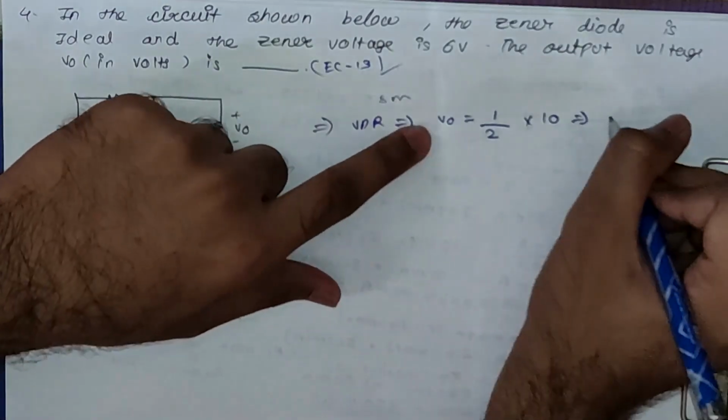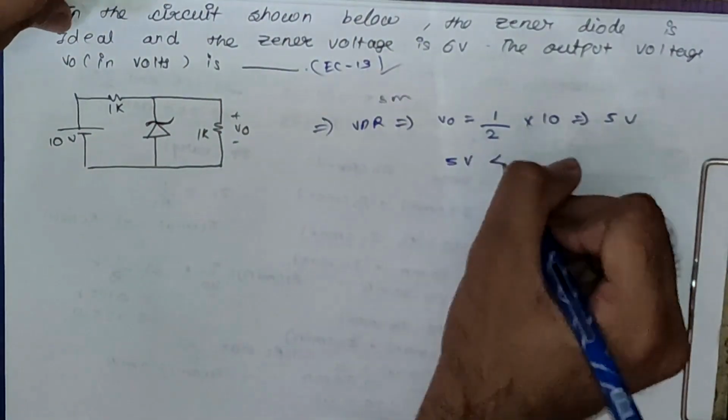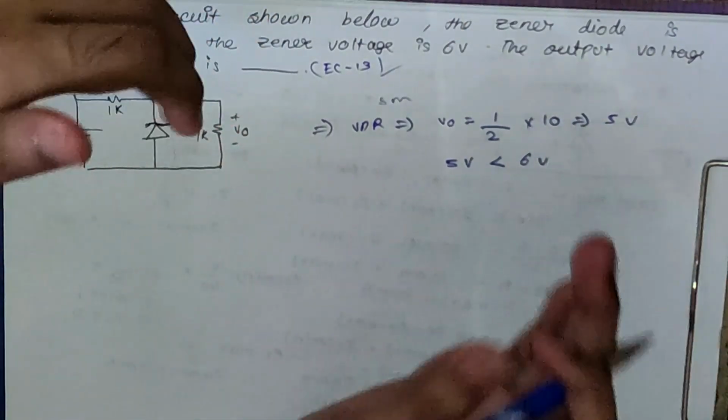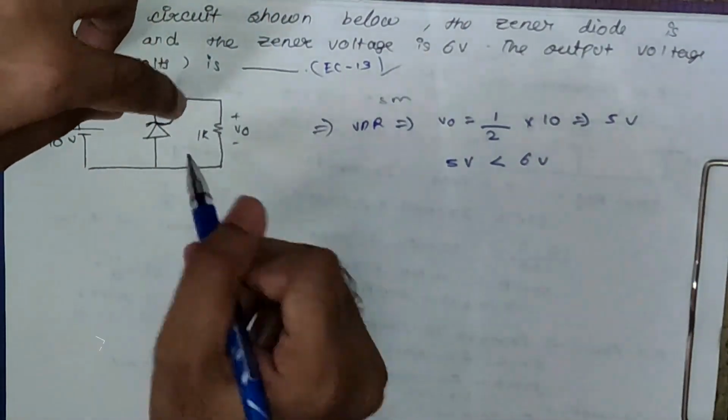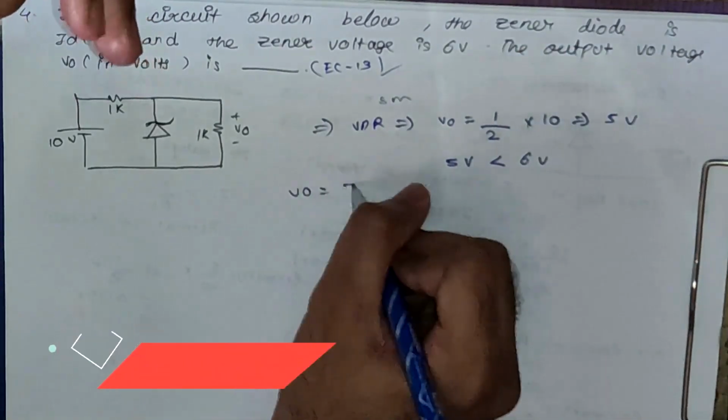So from this equation we get VO as 5 volt. You can see this 5 volt is less than 6 volt. So it means our Zener has not broken down yet. Whatever the voltage present across this resistor will be our final voltage. So our correct answer will be this 5 volt.